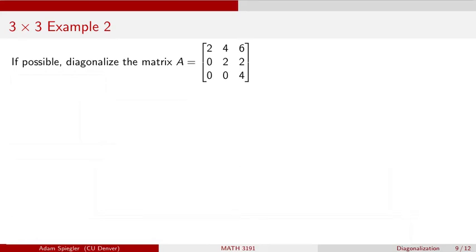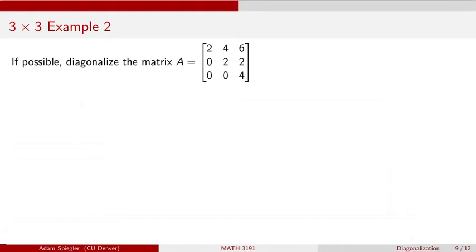All right, welcome everyone. So in this video, we are going to try and diagonalize a 3 by 3 matrix A, where in this case, it's an upper triangular matrix. Notice the first column is 2, 0, 0. The second column is 4, 2, 0. The third column is 6, 2, 1. So all of the entries below the main diagonal are 0. So this is an upper triangular matrix.